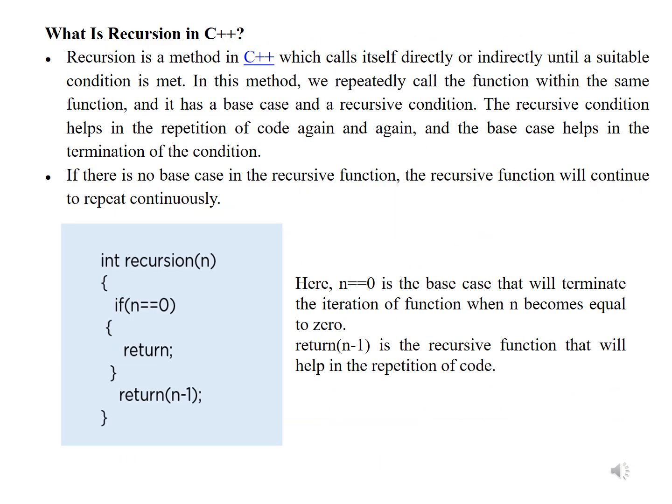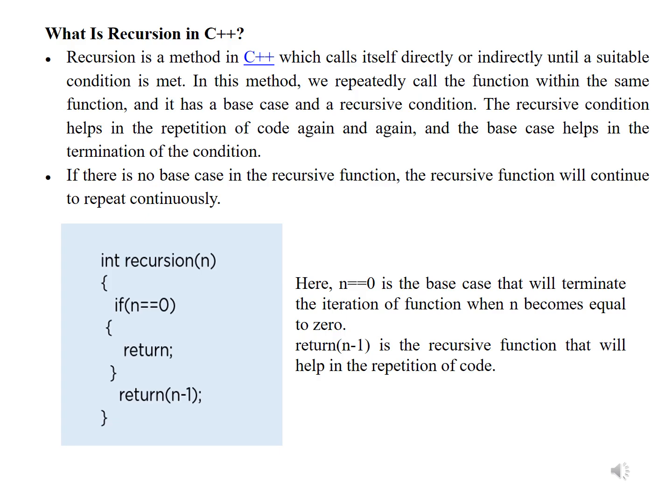What is recursion in C++? Recursion is a method in C++ which calls itself directly or indirectly until a suitable condition is met. In this method, we repeatedly call the function within the same function, and it has a base case and a recursive condition. The recursive condition helps in the repetition of the code again and again, and the base case helps in the termination of the condition.